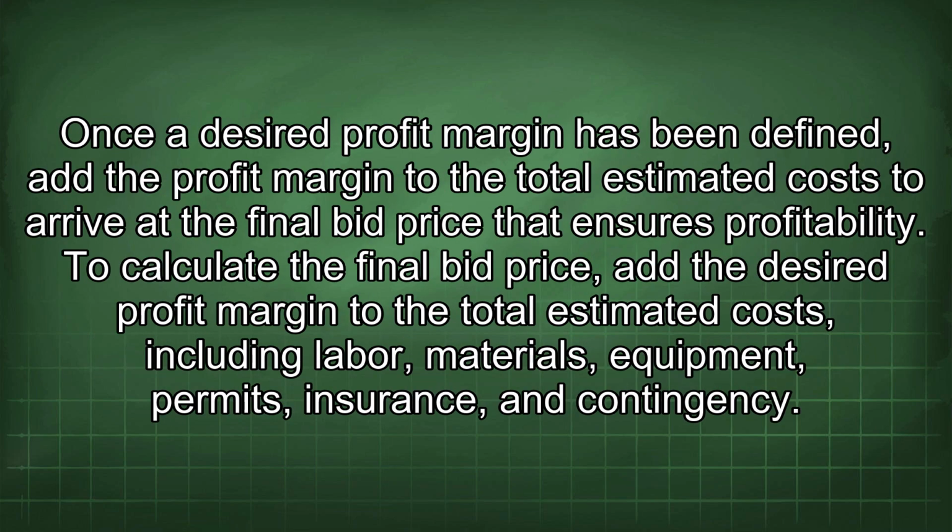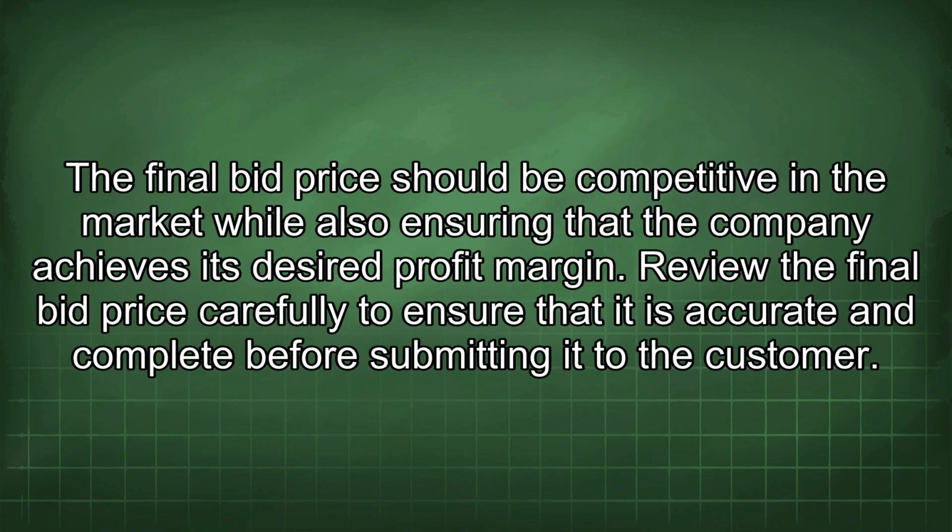Once a desired profit margin has been defined, add the profit margin to the total estimated cost to arrive at the final bid price that ensures profitability. To calculate the final bid price, add the desired profit margin to the total estimated costs, including labor, materials, equipment, permits, insurance, and contingency. The final bid price should be competitive in the market while also ensuring that the company achieves its desired profit margin. Review the final bid price carefully to ensure that it is accurate and complete before submitting it to the customer.